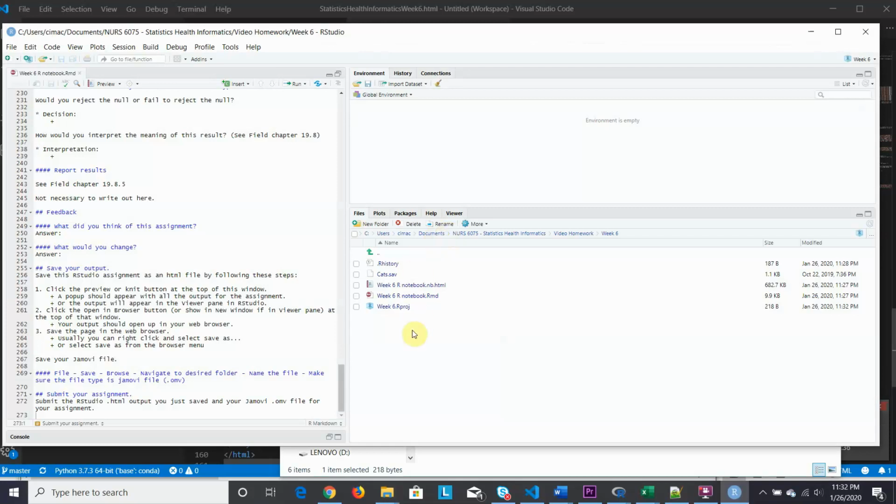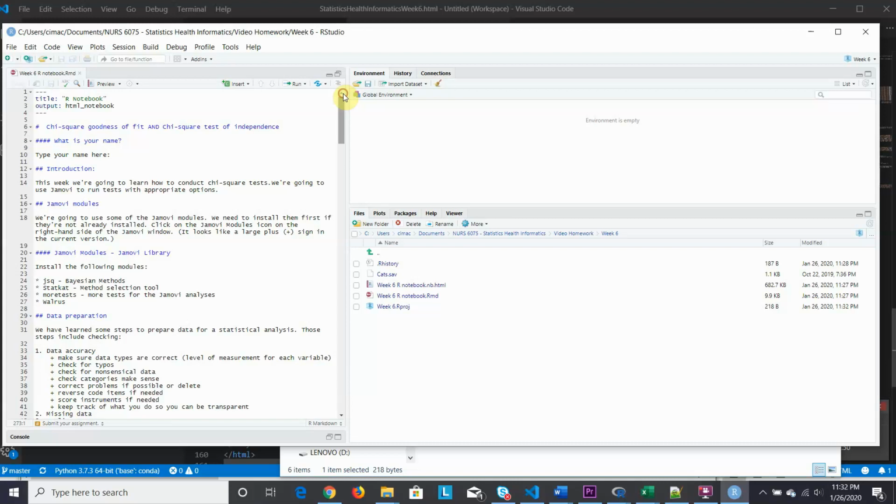And if our notebook doesn't open automatically, you should be able to click on the week 6 R notebook.Rmd file and it should open. But mine is already open, so I'm going to go up to the top here.